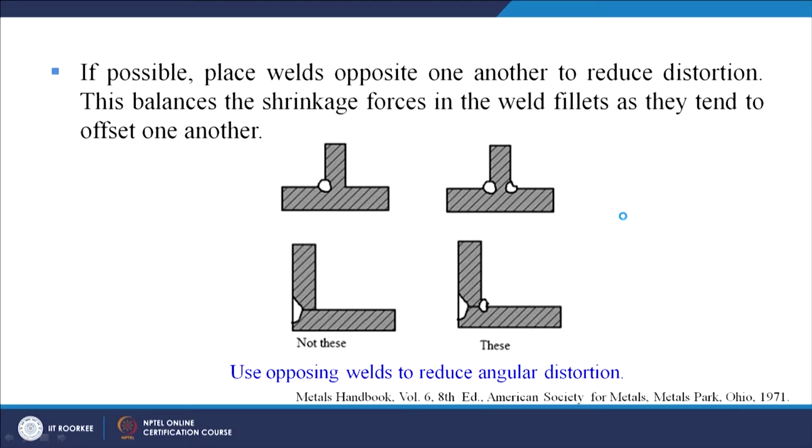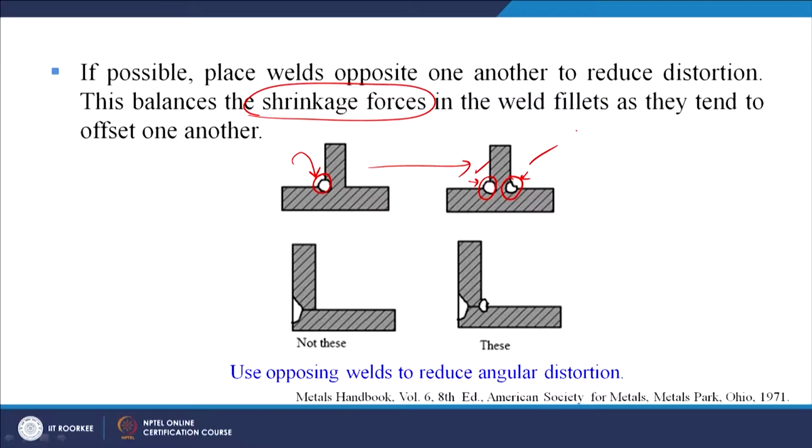Now this is another important guideline. If possible, place welds opposite to one another to reduce the distortion. So here we are doing welding only in this area, but it is advisable that we do it in both the areas here. Why? Because this balances the shrinkage forces in the weld fillets as they tend to offset one another. So the shrinkage forces are balanced when you weld on both sides of the weldment.